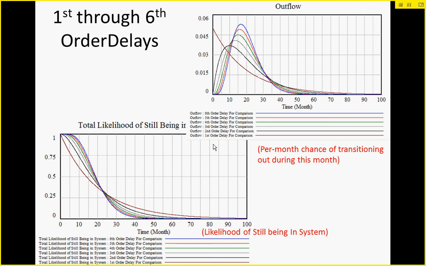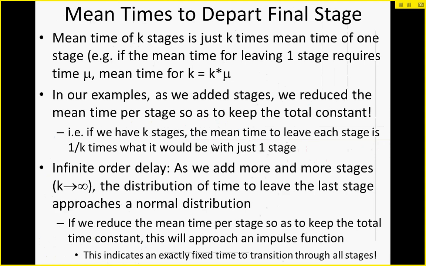What it'll actually look like is, if we have a mean time to transition of, say, 30, basically nothing will happen until then, and then suddenly everyone will leave at 30. Yeah, that's called an infinite order delay. It's a fixed time delay. It's a timeout where everyone leaves after exactly that amount of time. These are getting sharper. They're starting to come closer to that. It's getting more and more peaked, but it isn't yet to that point. Okay, so this is an infinite order delay.